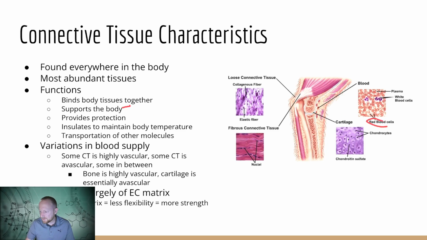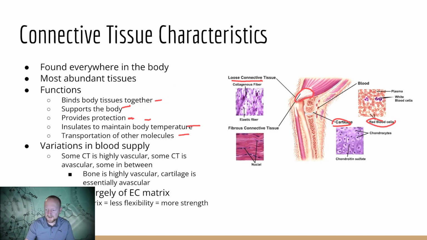So examples we see there, our fibrous connective tissue is going to be supporting the body. Our red blood cells, our erythrocytes, are going to be transporting other molecules. Our cartilage, kind of that smooth layer between these two bones, providing protection. It's providing that smooth surface. Fibrous connective tissue, loose connective tissue. This loose connective tissue is going to be insulating as well as providing protection. Well, I guess you could say this fibrous connective tissue in this tendon connecting muscle to bone is going to be binding body tissues together.